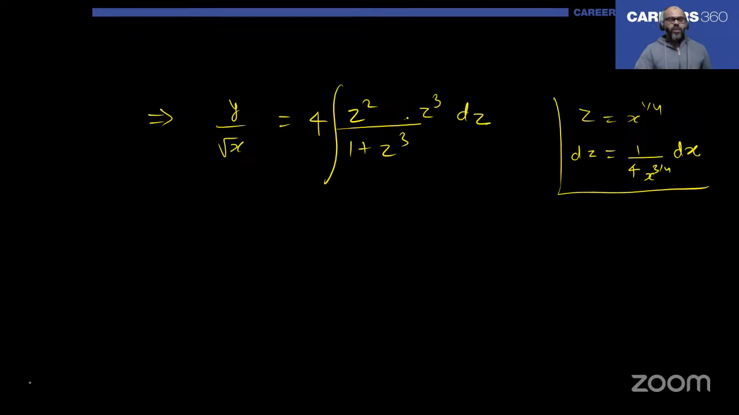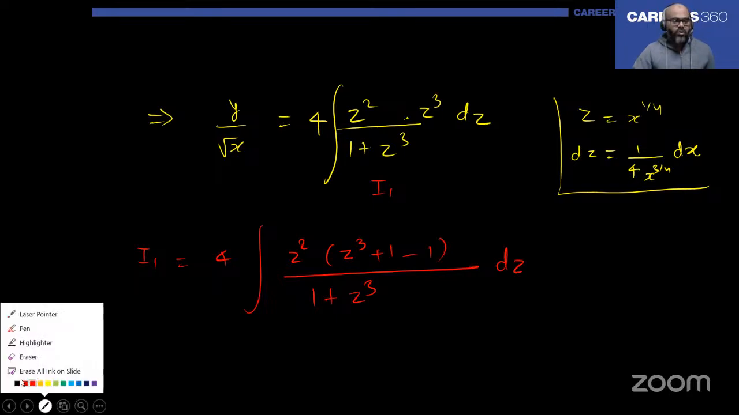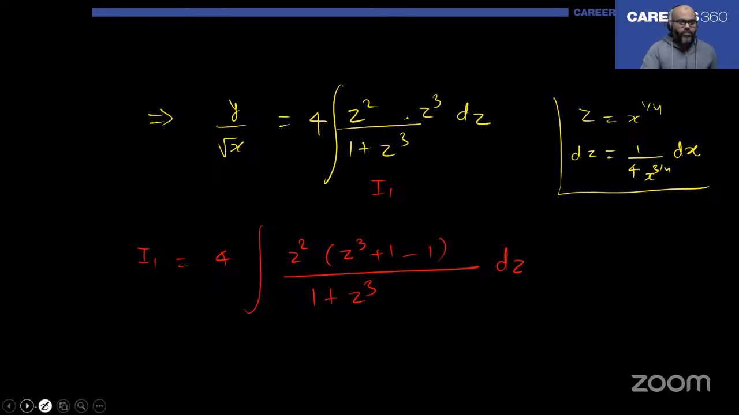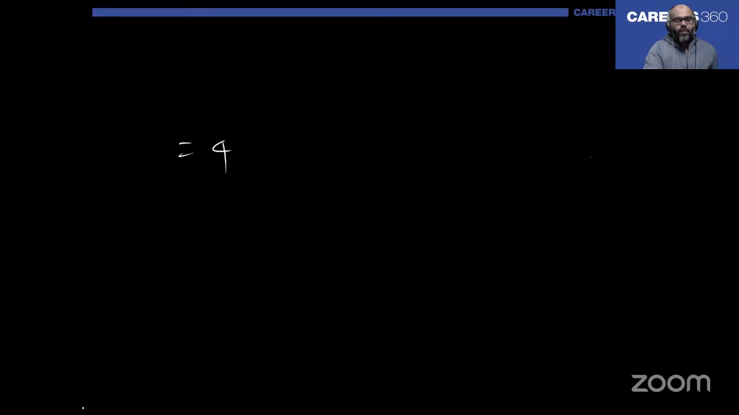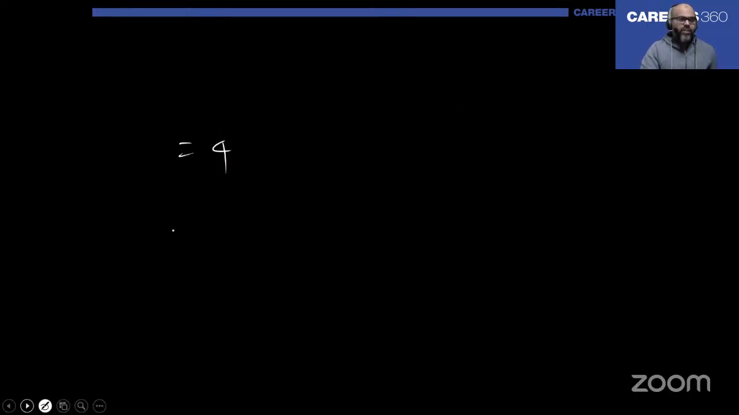So let us call it as I1. So I1 is equal to 4 into z square, and z cube we write as z cube plus 1 minus 1. Let us write it like this, by 1 plus z cube dz. So what would happen? This will be equal to 4. And if you take this one separately, it will cancel. z square dz will be there.